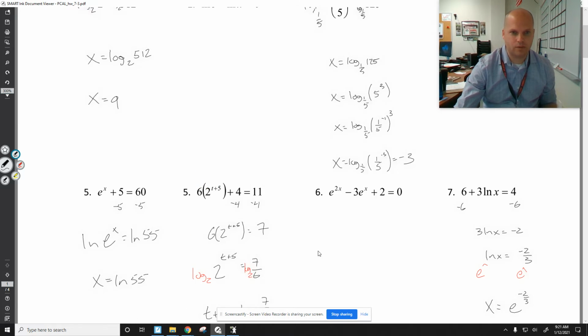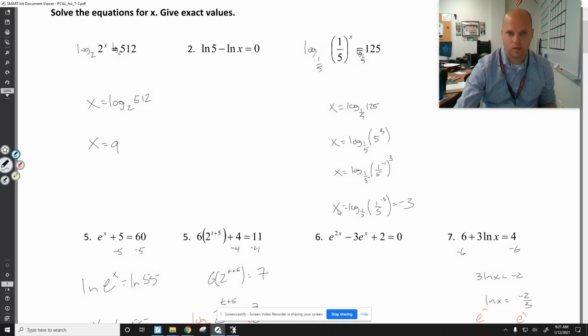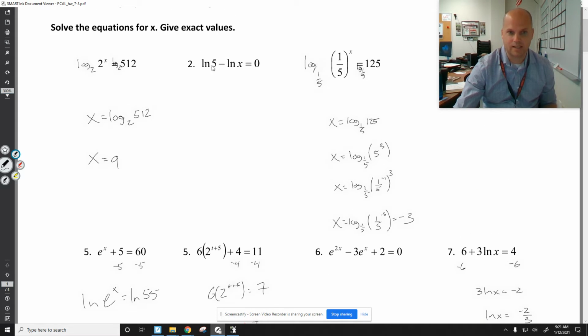Now going back to number 2 and looking at number 6, there are some situations where it is not easy to just isolate the log by adding or subtracting or dividing. I can't just subtract 5. I can't just add natural log. I mean, I could. There's actually 2 ways to do this. And here I have e to the x in 2 different locations. I have e to the 2x and I have e to the x. So what to do?